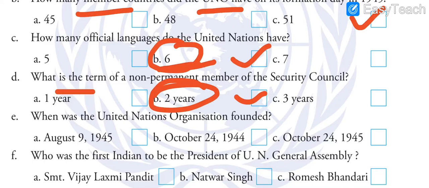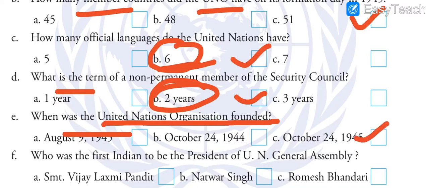Next question. I hope everyone knows this. I need not tell. When was the United Nations Organization founded? It was founded on October 24, 1945.